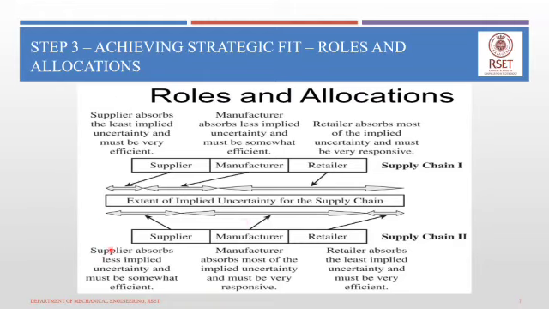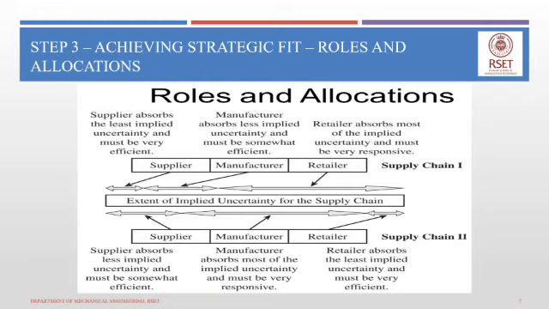And here the supplier might be transferred some part of the uncertainty faced by the manufacturer, and hence they should be focused upon being somewhat efficient and somewhat responsive. So this particular supply chain 2 is similar to the case that you see in the furniture manufacturer England Incorporated. The entire extent of implied uncertainty of the supply chain is achieved by distributing different levels of efficiency and responsiveness requirements for different stages.